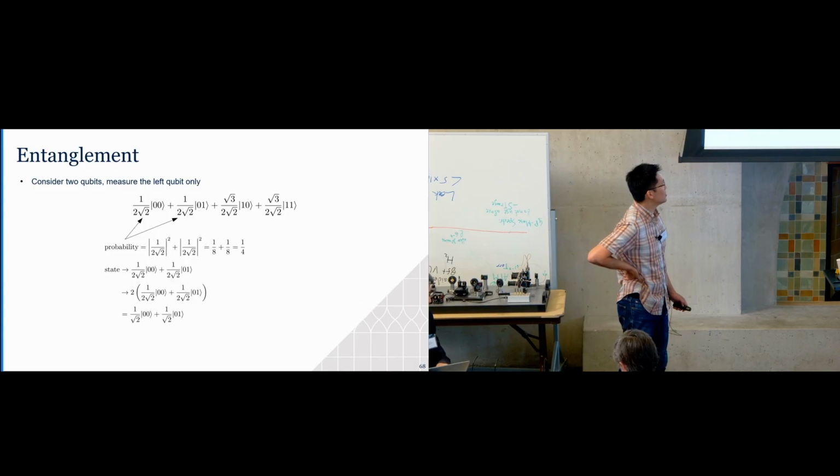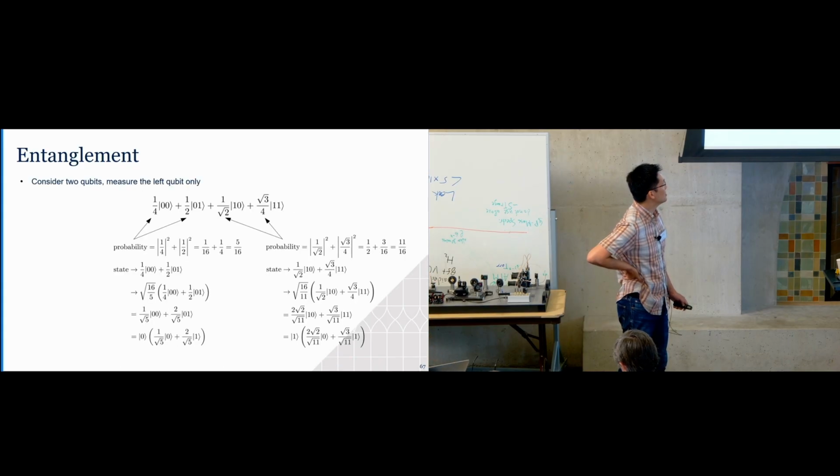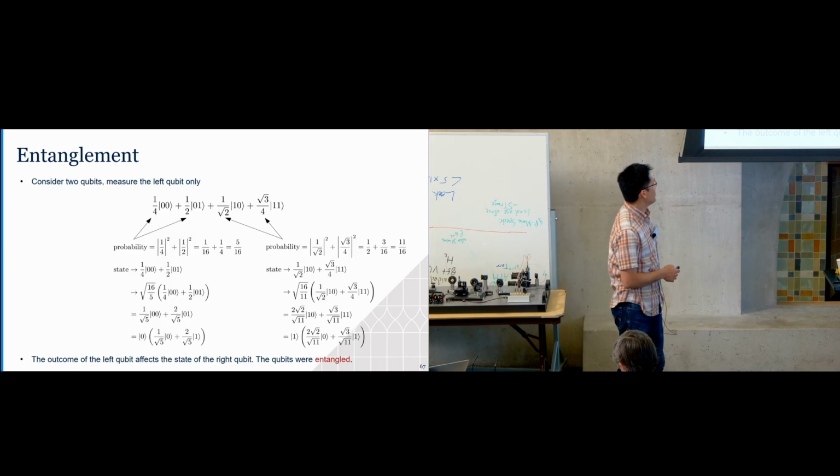So in the last one, yeah, if the left qubit was 0, then you see that the right qubit is in this state, versus if the left qubit was 1, it's in some other state. So depending on what the left qubit is measured to be, then the right qubit is going to be different.